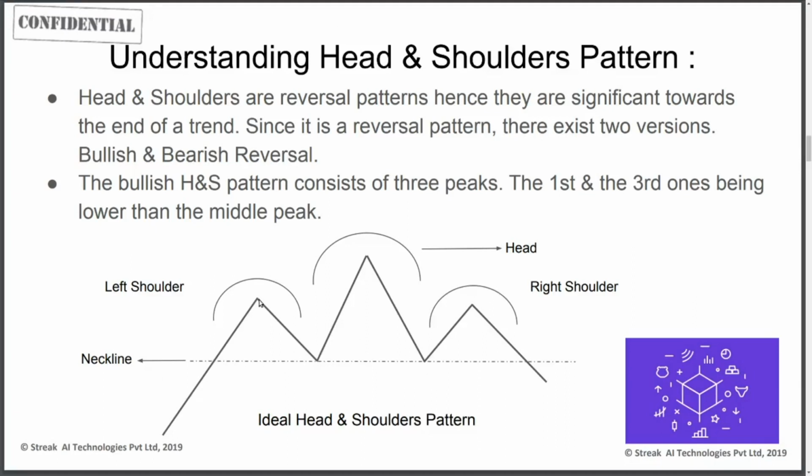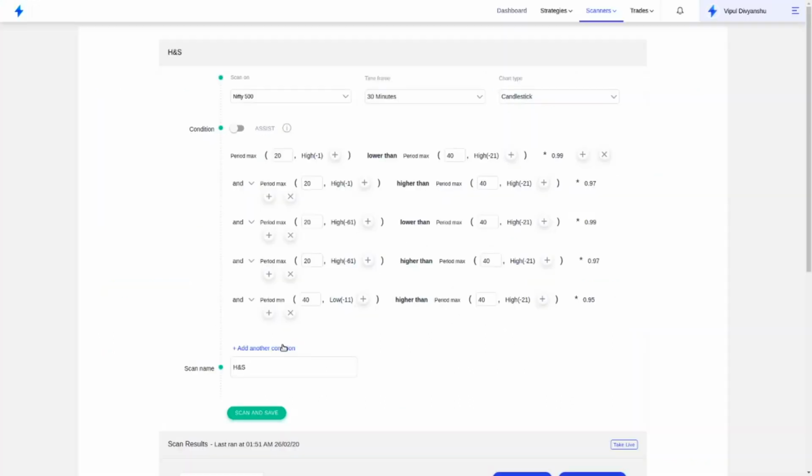Now that high also should be lower than the head, but should not be too low. That's why I'm saying it should be lower by 1%, but not lower by 3%. That's what these two conditions help me do. So you can pause it to make sure that you understand what has been done here.